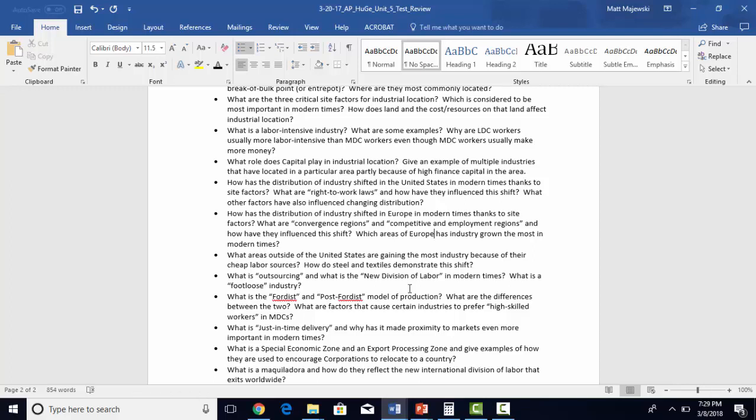They can take advantage of those low-cost workers and still get their products back to the MDCs in order to sell them. EPZ was created as part of NAFTA. It's located in other places as well in Europe. It's a zone right along our border between the United States and Mexico, where American factories are allowed to set up. Those factories are known as maquiladoras.